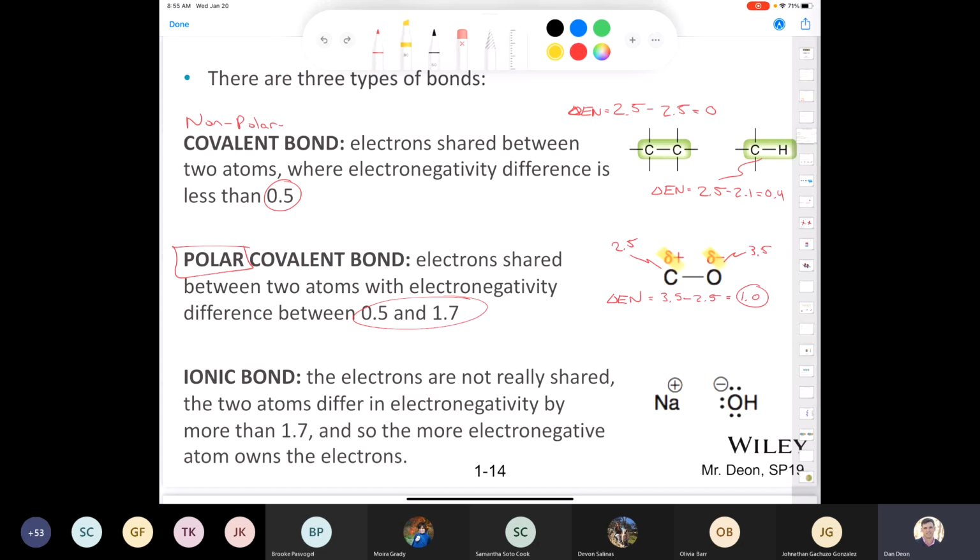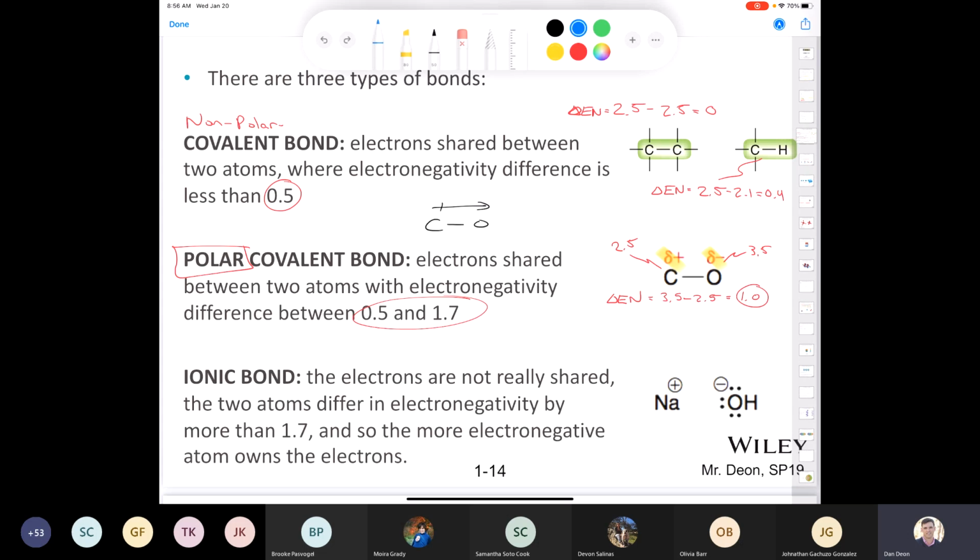Okay? And if you're wondering, hey, Mr. Deon, couldn't you do it with a dipole, with a vector like this? Absolutely. You could also represent that in that way as well. But you'll see that in organic chemistry, we're going to use the delta symbols quite a bit to show partial charge. Okay? And then lastly, ionic bonds.